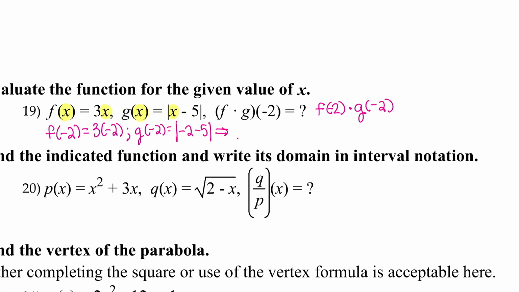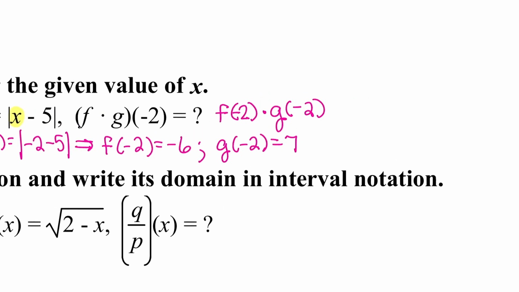So f of -2 is going to be 3 times -2, which is -6. And we have the absolute value of -2 minus 5, which is the absolute value of -7, which is 7. So we can replace f of -2 with -6, and we can replace g of -2 with 7. So -42 is our final answer.